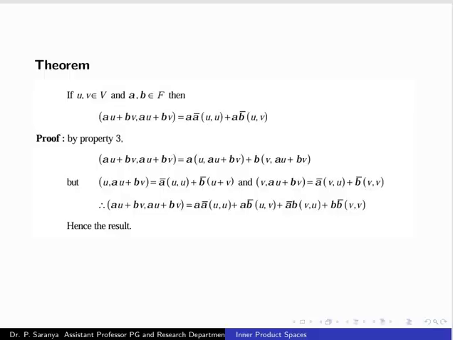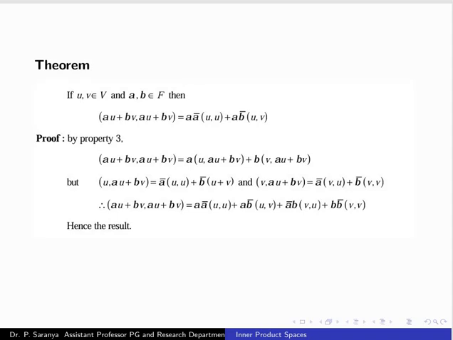Next, we see the theorem for this topic. If u, v belong to V and a, b belong to F, then the inner product of (au + bv, au + bv) is equal to a a-conjugate inner product of (u, u) plus a b-conjugate inner product of (u, v) plus a-conjugate b inner product of (v, u) plus b b-conjugate inner product of (v, v). The proof of the theorem follows from the definition and the properties.